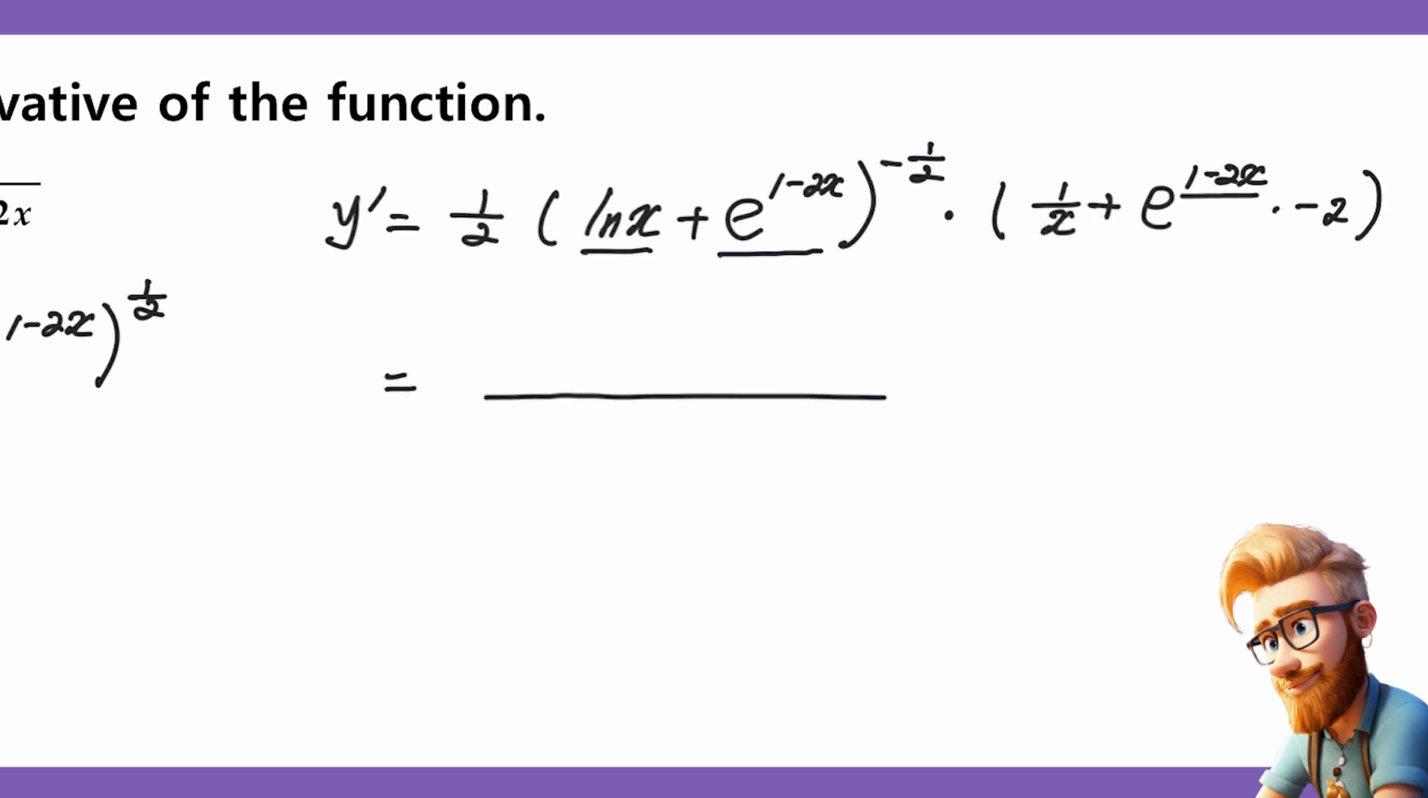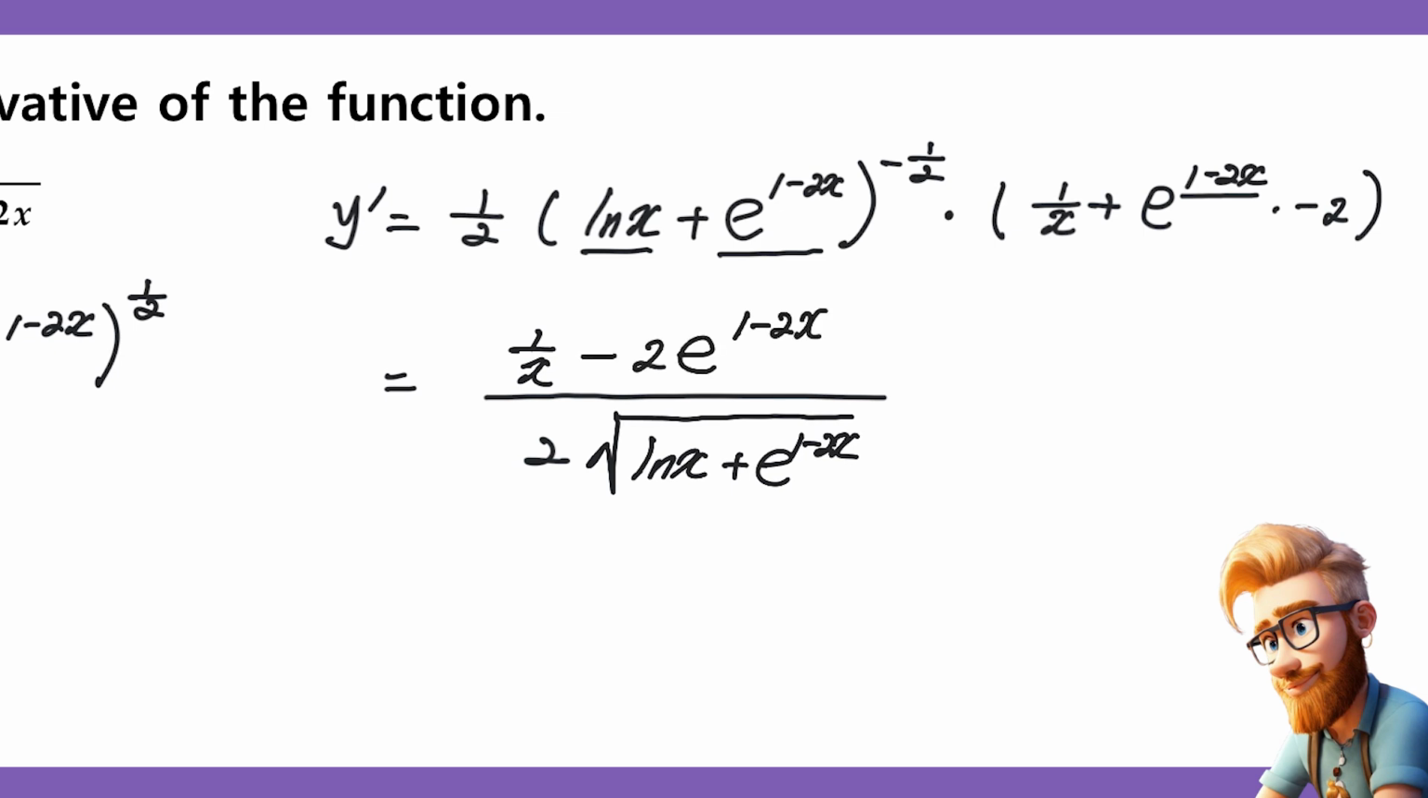In the denominator, we have 2 times natural log x plus e to the 1 minus 2x to the power of negative 1/2, right? So it's going to be square root of natural log x plus e to the 1 minus 2x, right? And in the numerator, we have 1/x minus 2 times e to the 1 minus 2x.